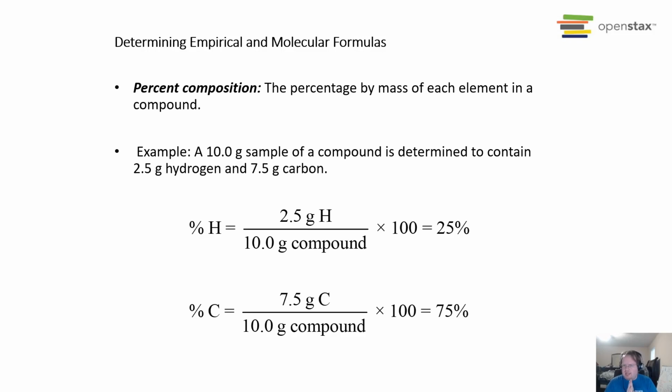Now what we're going to look at next is how to determine both empirical and molecular formulas. To start with this, we need to talk about a concept called percent composition. This is just the percentage by mass of each element in a compound.